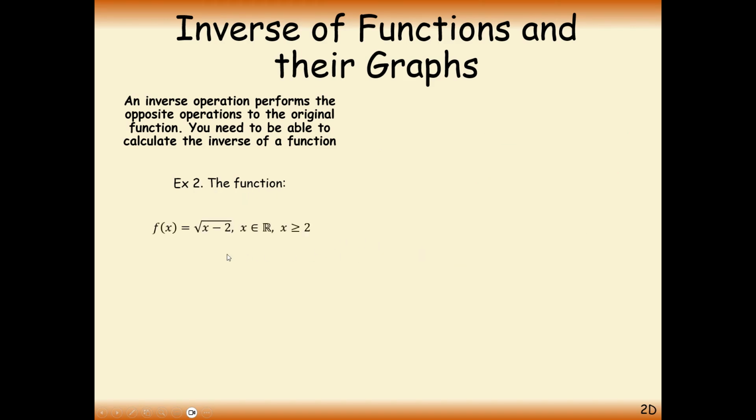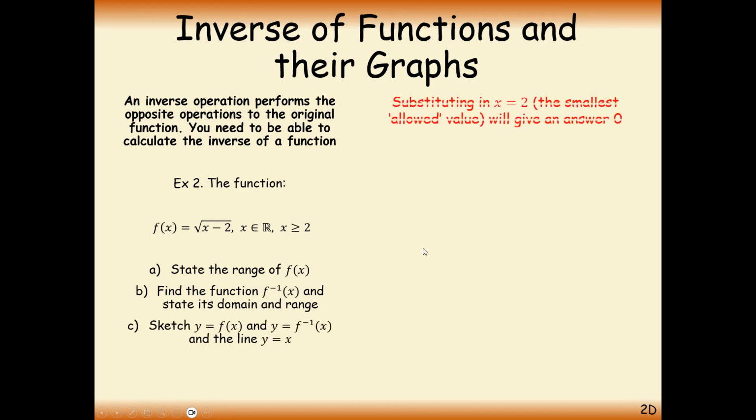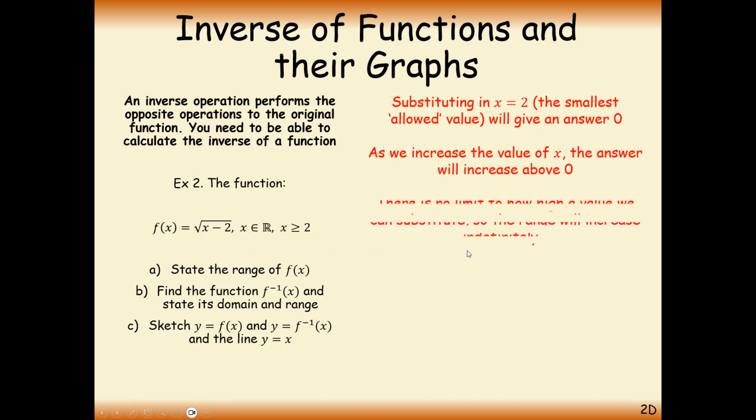So in this next example, we've got the square root of x minus 2, where x is always bigger than or equal to 2. Why is there this restriction of x? Because we cannot have negative values under the square root. So state the range of f of x. Range means the output. The output of a function can be any positive or real values. So some number under the square root will make sure that the f of x will work. What does that mean?